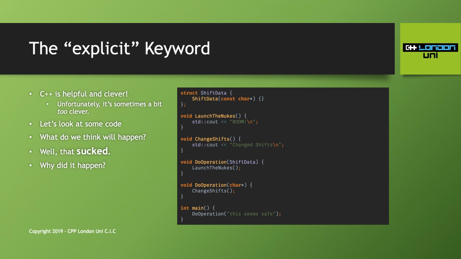So when the compiler looks, it says, okay, this is a const char star. You're calling do operation. Well, this one's no good because it's not taking a const char star. Tough. But what about this one? This one's taking a shift data. But shift data is its own type. It's not actually a const char star. It's totally separate. But it says, let's have a look at shift data. Can we construct a shift data from a const char star? Well, actually, yeah, we can. It's fine. So let's take this, use it as an argument to construct a shift data, and then just call this with it. Give it to this.